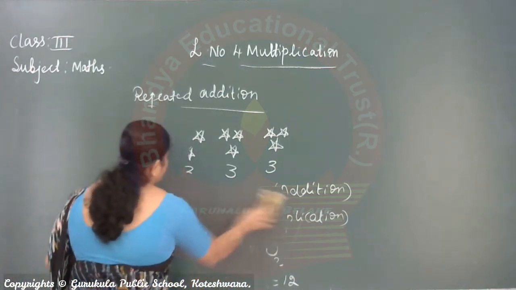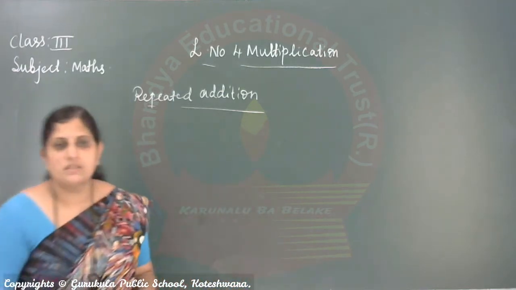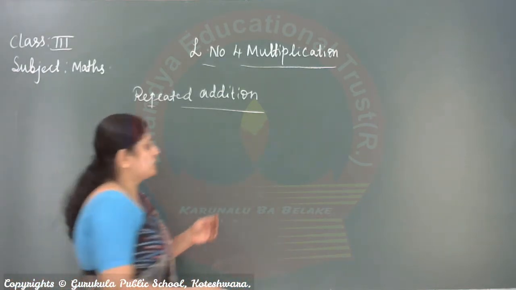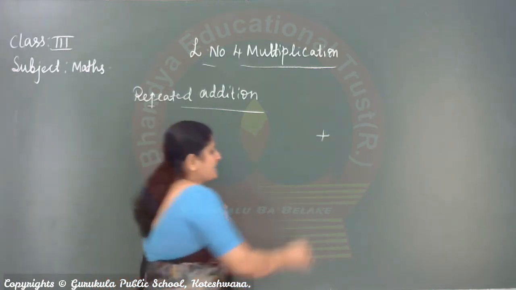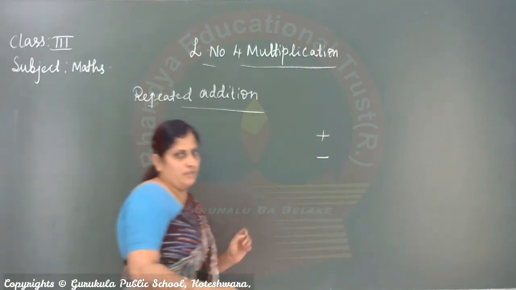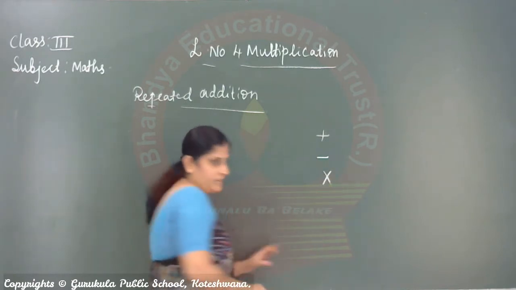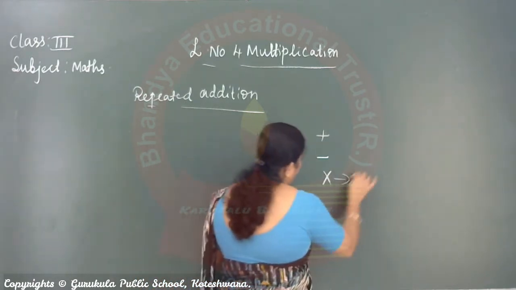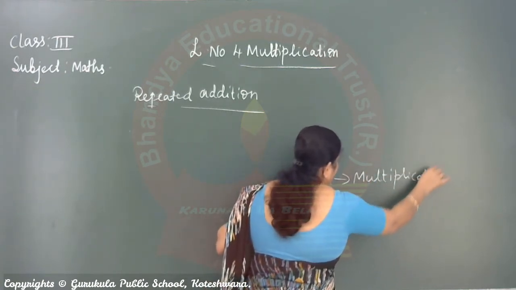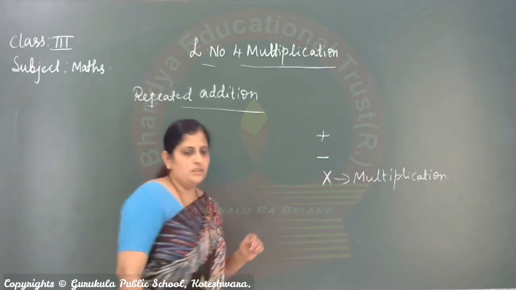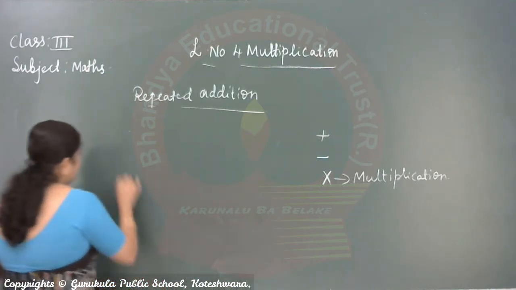For multiplication, what symbol are we using? You know that for addition, which symbol we will use? For addition, we are using this symbol, right? This is the addition symbol. For subtraction, we are using the minus symbol, correct? For multiplication, we are using this symbol, correct? This is the multiplication symbol, okay? Now next, see here one example is given of ice cream.